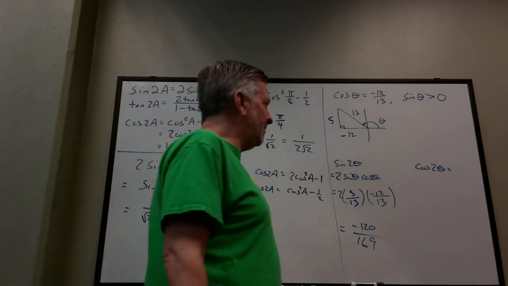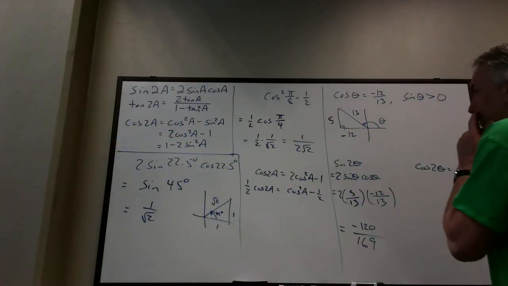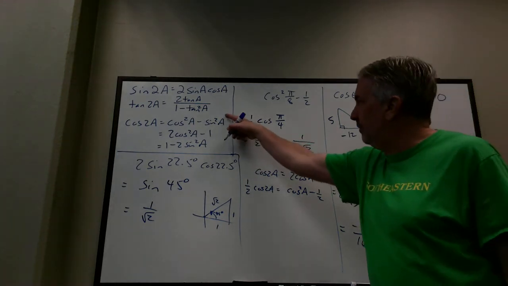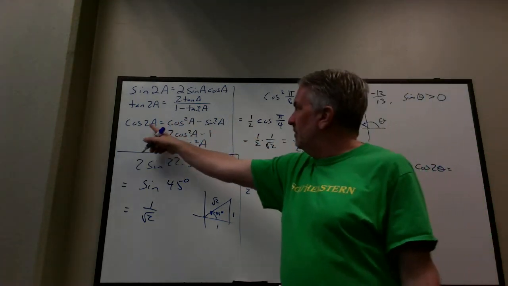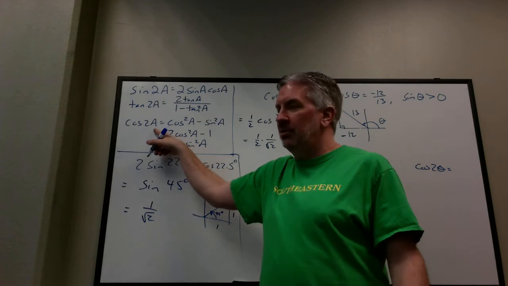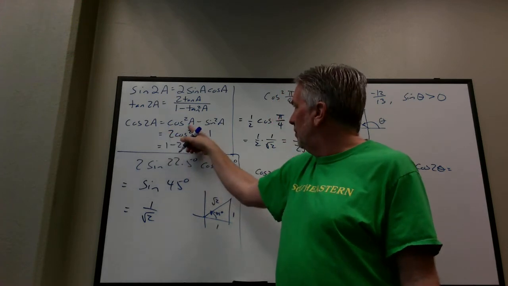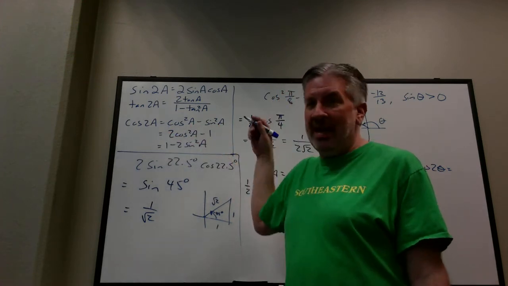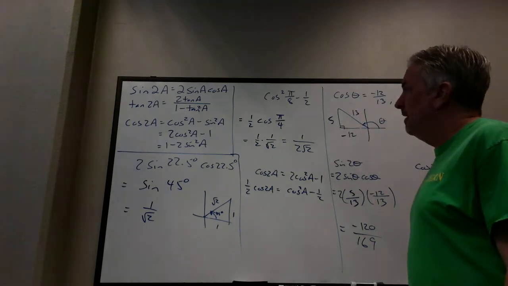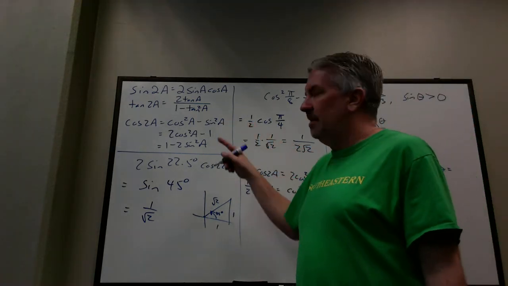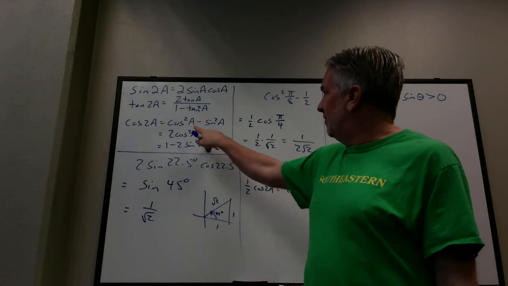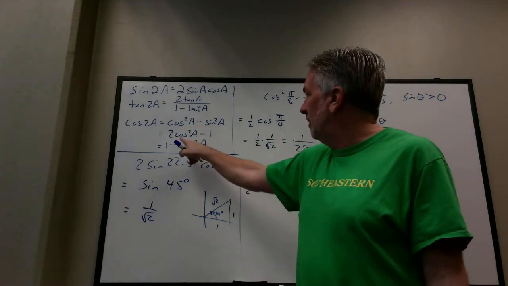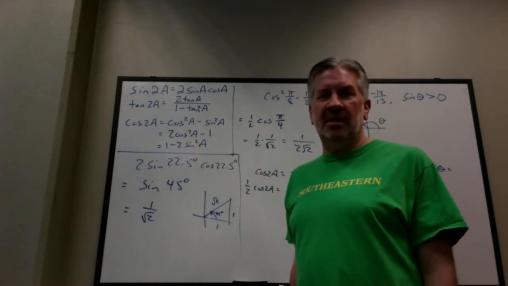Now we need to do the same thing for cosine 2 theta. Now the double angle formulas for cosine, there are 3 of them, right? So this is what I'm trying to find, but I don't know anything about 2 theta. So we want to write it in terms of theta, which we now know a lot about. And you can pick any one you want. But remember the difference. This one has cosine squared and sine squared. This one just has cosine squared. This one just has sine squared.